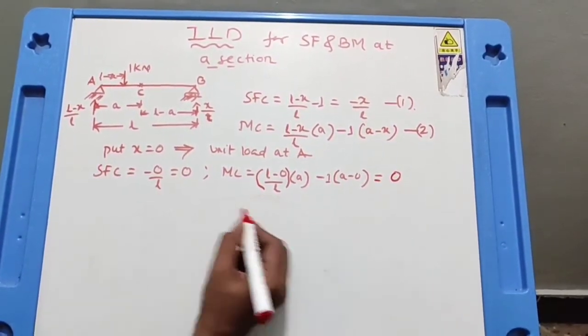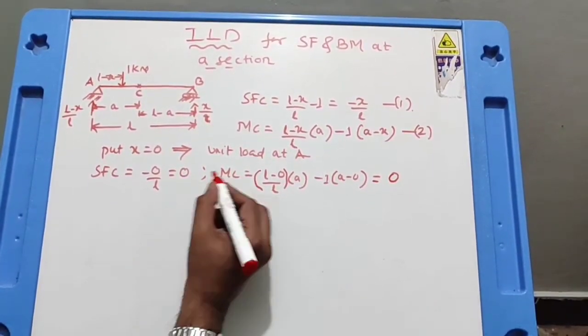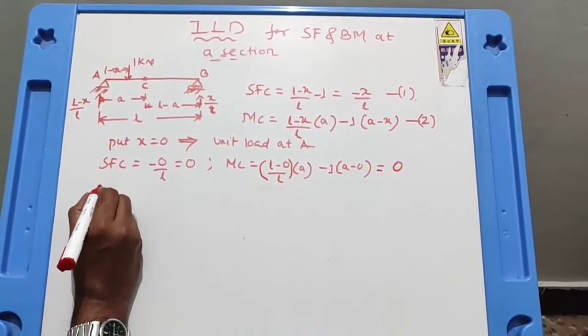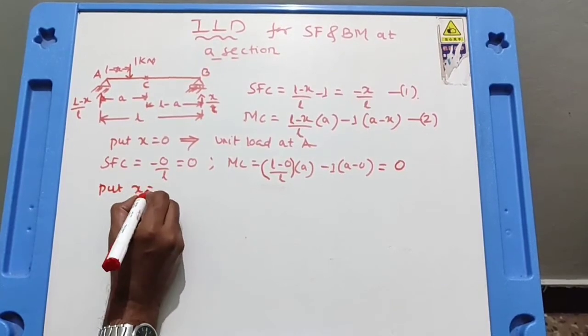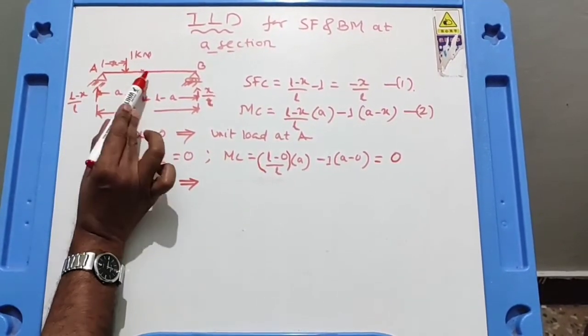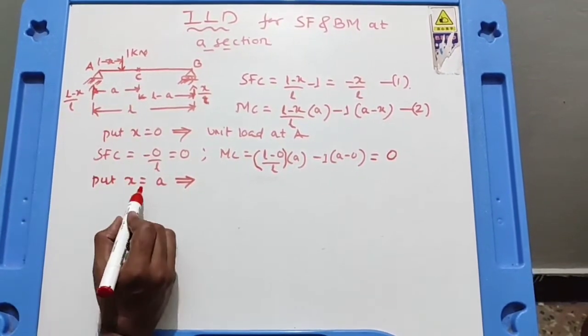That means bending moment and shear force both are 0 when the unit load is at A. Now let us put x is equal to A. We cannot put beyond x is equal to A because our limit is from A to C. That means 0 to A. So put x is equal to A.